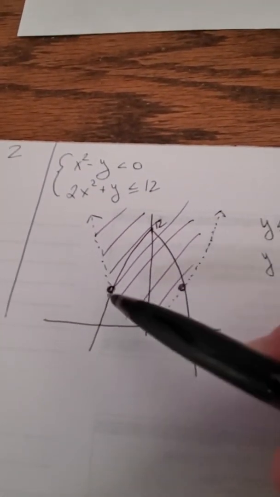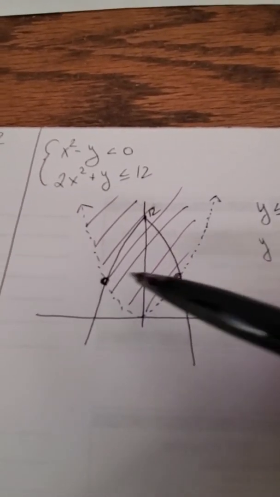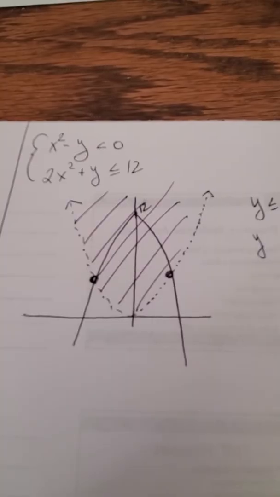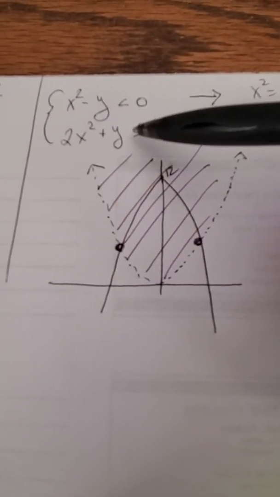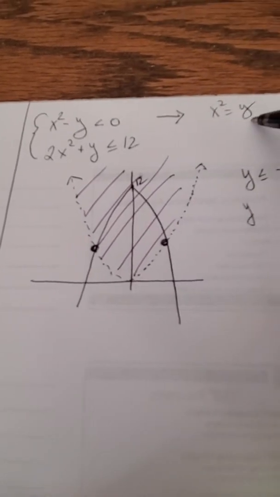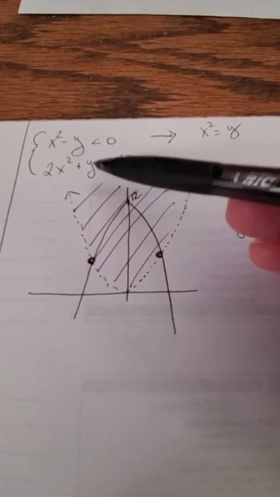So clearly the parabolas are going to intersect. You can just see from the picture that they're going to intersect. But let's find exactly the point of intersection. For that, we're going to need algebra. To find the exact point of intersection, I have to pretend that these are equal signs. So this becomes y equals x squared. And I'm going to take y equals x squared and plug it into the second equation.